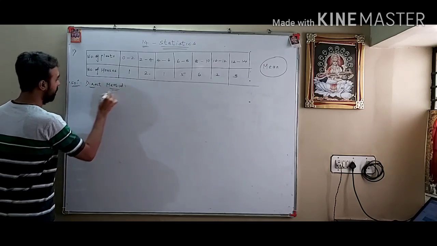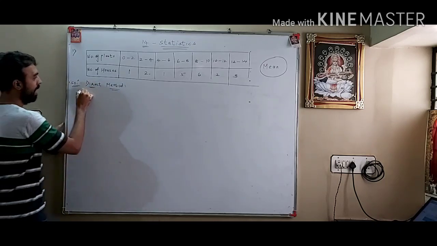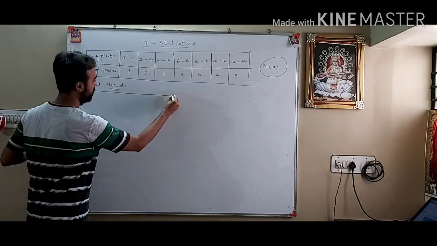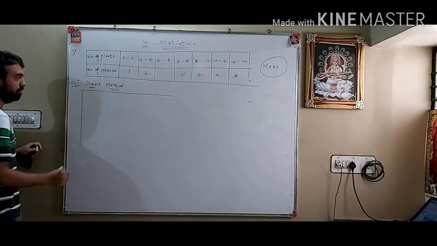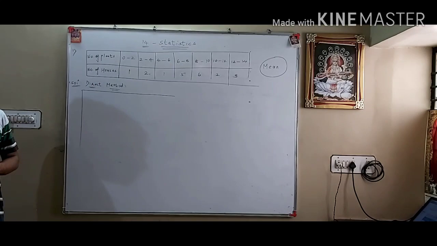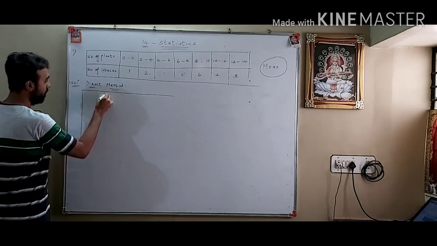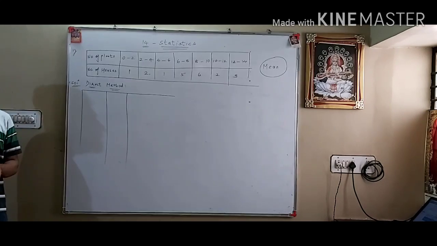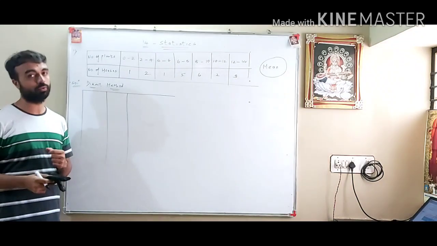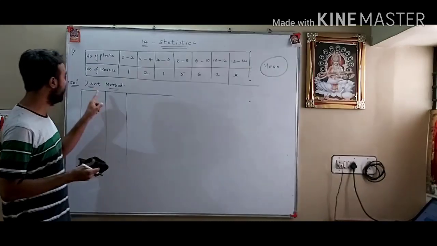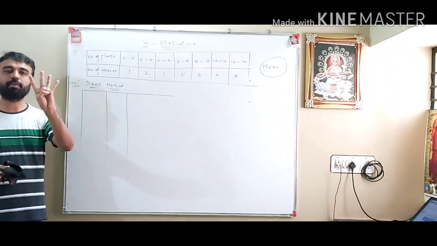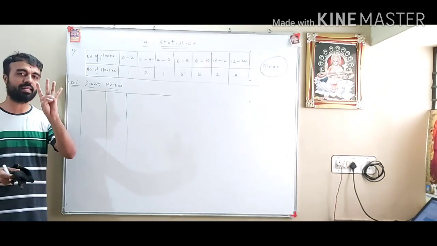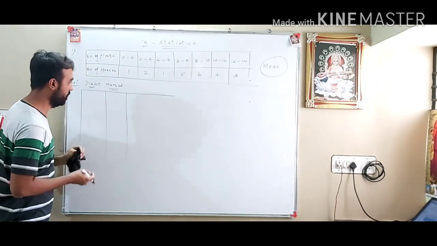Now every sum will have a table in the answer. Every sum. There will be a few columns in each table. How many columns depends on which method you use. If you are using this first method, the direct method, there will be 4 columns. I repeat, there will be 4 columns in this one.